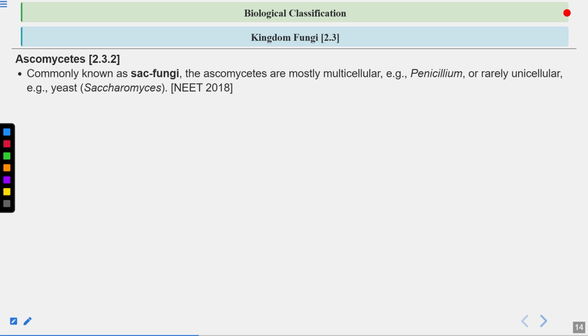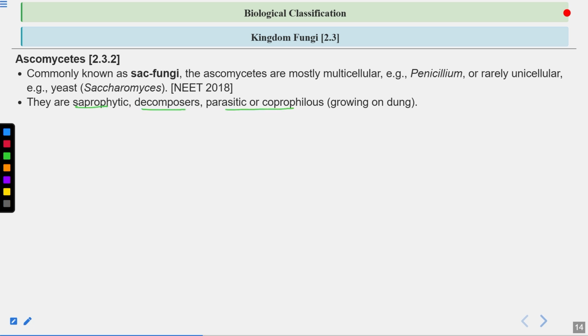Then let's talk about Ascomycetes. They are known as sac fungi. The question has come from here. They are mostly multicellular. Example, you should remember, Penicillium is an example. Yeast is an example. Yeast is known as Saccharomyces cerevisiae, which is unicellular. They are saprophytic, they are decomposers, they are parasitic, they are coprophilous also. Again, remember this. A question can come from here. Which fungus is coprophilous, meaning they grow on dung? It is Ascomycetes. Mycelium, you should remember, is branched and septate.